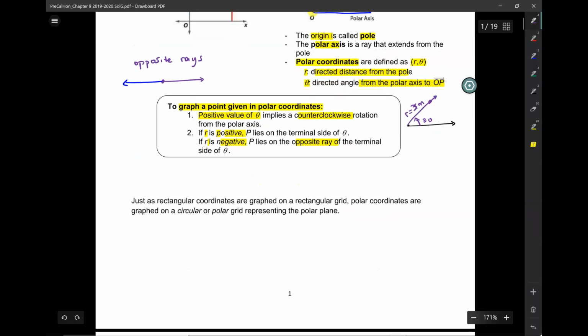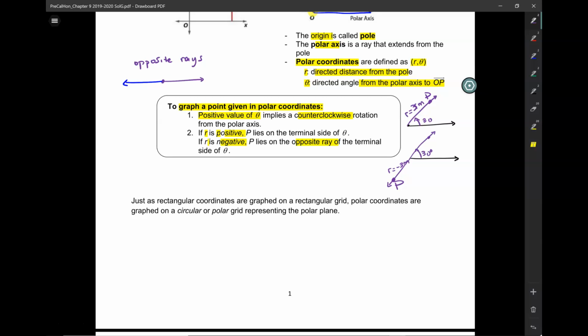Okay? Now, suppose that's the polar axis. You have a 30-degree rotation, but your R is negative 3 meters. Now, instead of it being here, it's on the opposite ray, 3 meters. Right? So your P is now here, whereas P was up there before. Do you see what I mean?